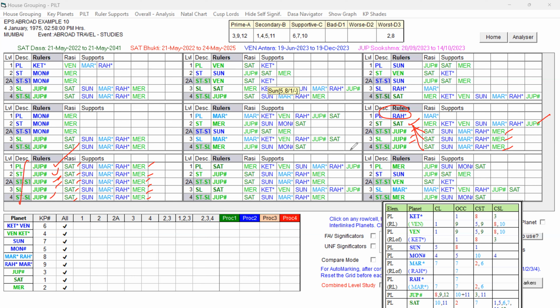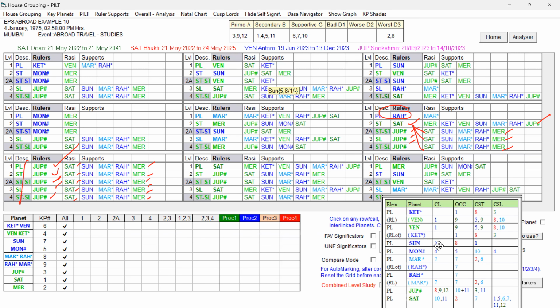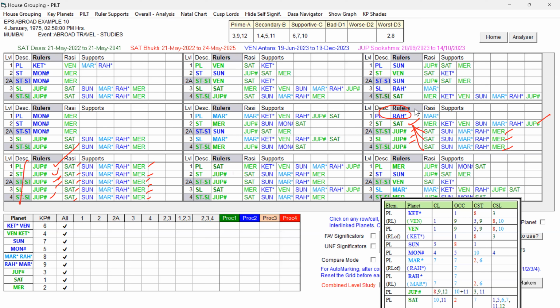Saturn is a strong favorable key planet because Saturn is the dark green planet, the 11th lord and the 12th cuspal sublord. So Saturn is an important key planet. We have to keep in mind that the Bhukti lord should have Saturn and Jupiter in its rulers to favor the event. The Bhukti lord should have these key planets of the Dasa lord in its rulers.